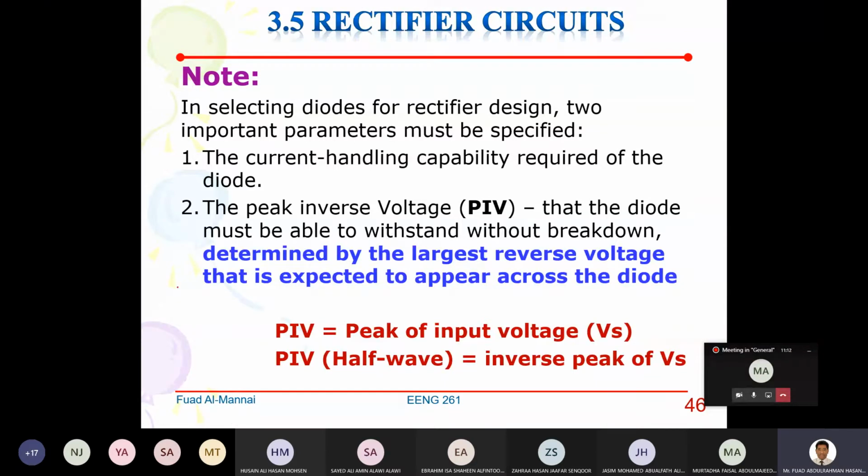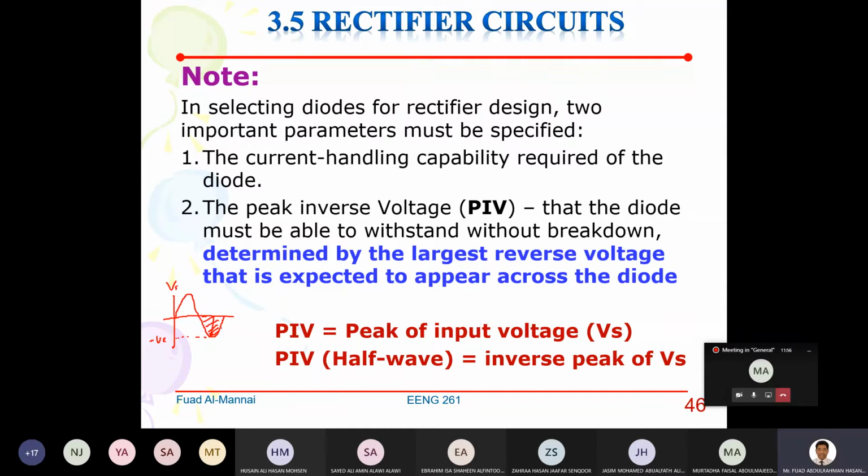If I have the Vs, this is your Vs, for example, going up and down like a sine wave, the PIV that you have to worry about is this. This is the peak inverse voltage here, the voltage which is usually negative. This negative peak is what you have to worry about.